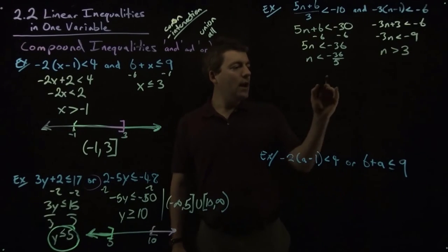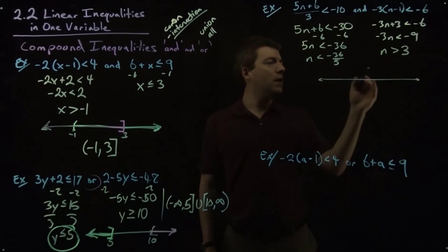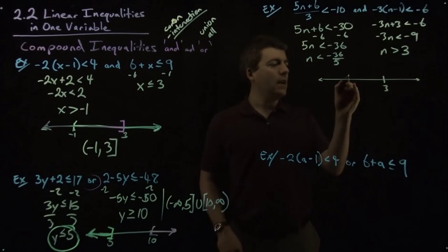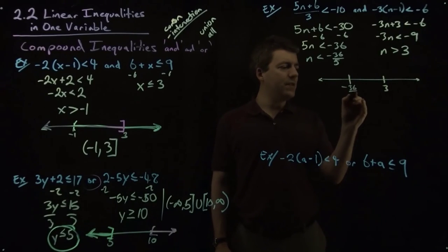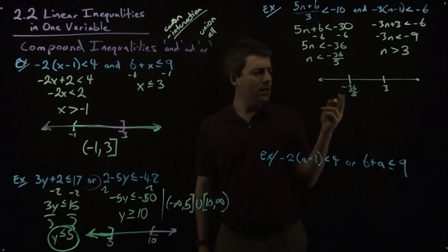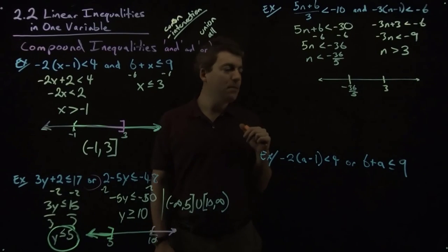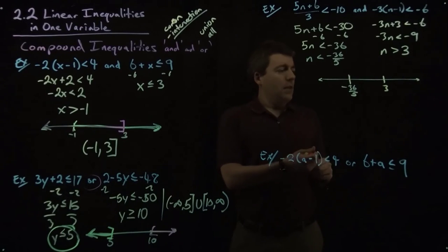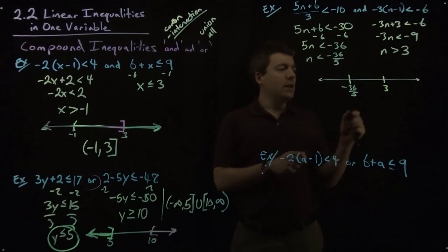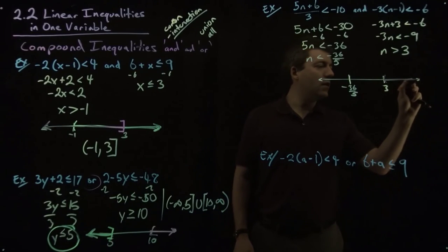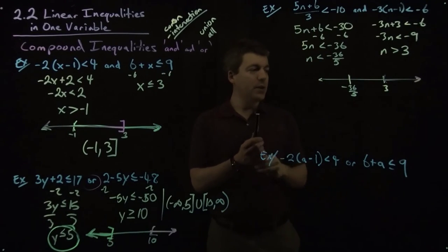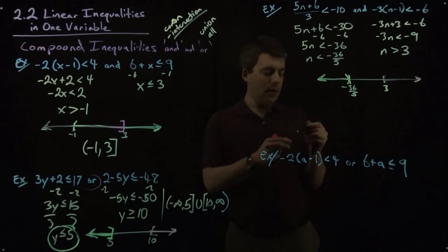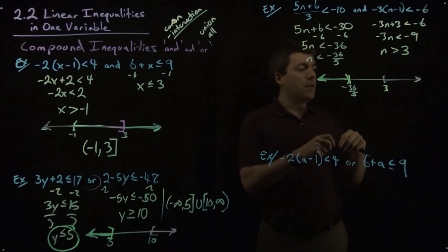All right. Let's plot these on a number line. So we have n greater than 3. So let's put 3 here. Then we have negative 36 fifths. That's going to be a little bit less than negative 7, because 7 times 5 is 35. Okay, so we've got strictly greater than and strictly less than here.